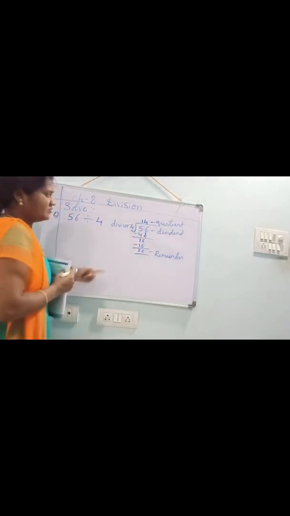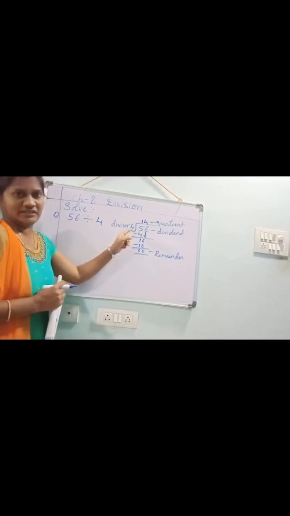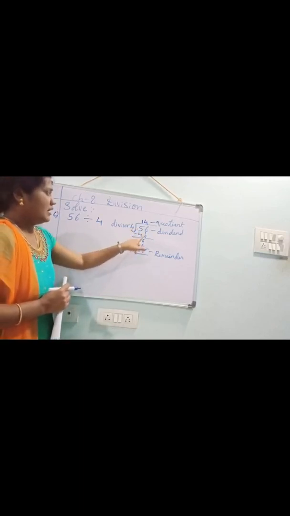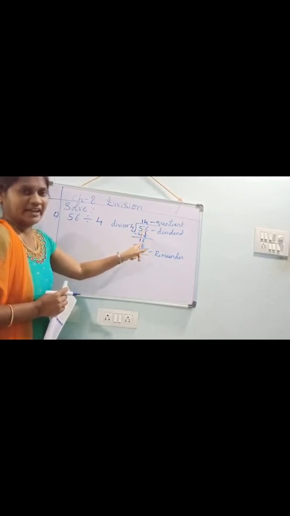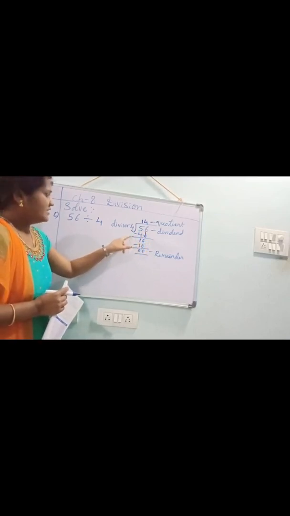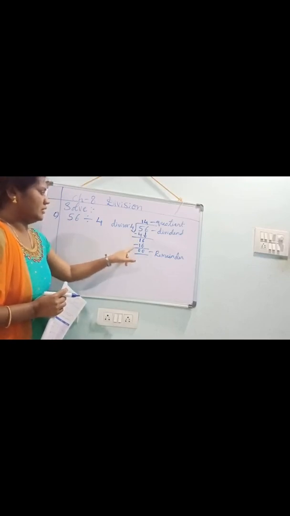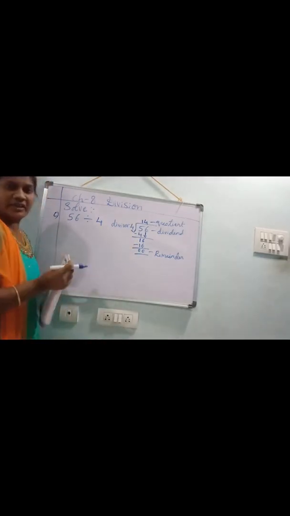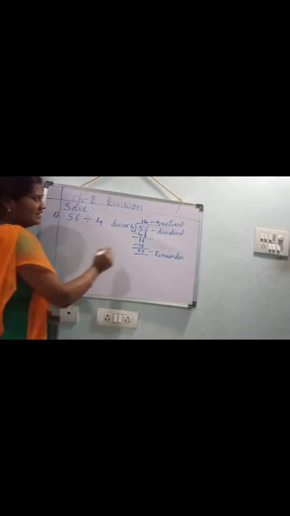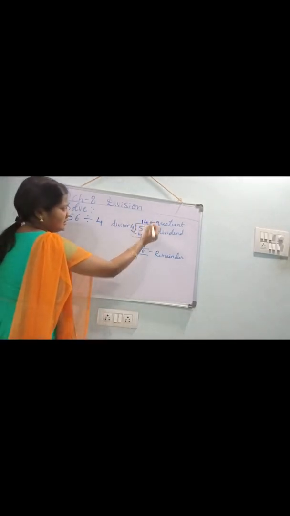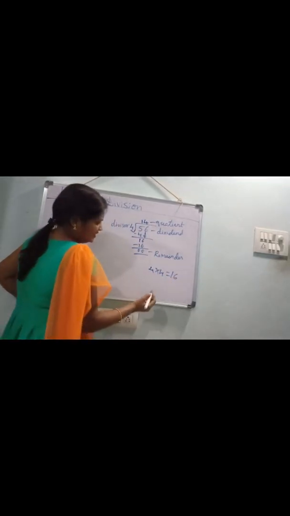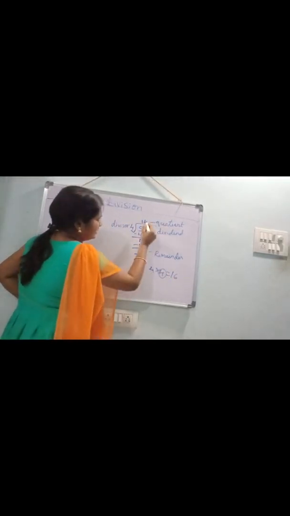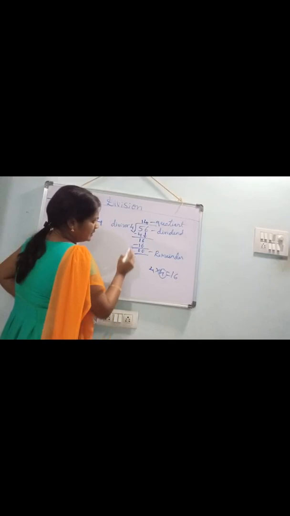I did minus from 5. 4. Now 1 came. After that I took down this 6. 16 came. You can divide 16 by 4. Yes, you can. 4 fours are 16. That's why I wrote 4 here. See, 4 into 4 is equal to 16. This 4 I wrote here as a quotient.